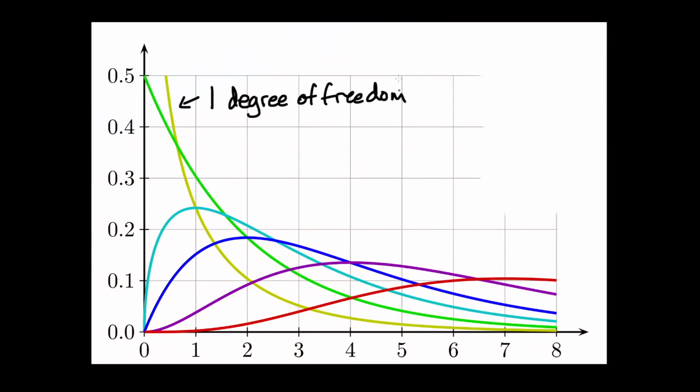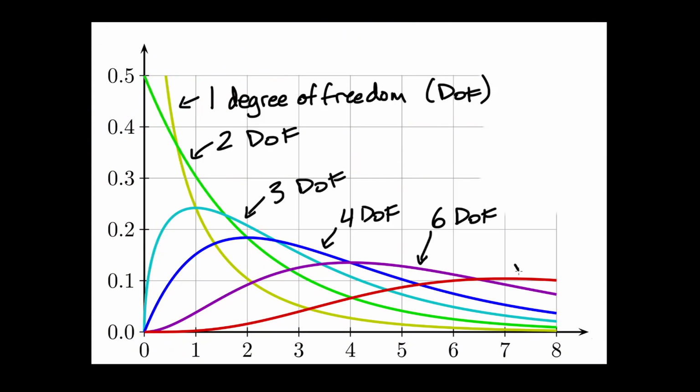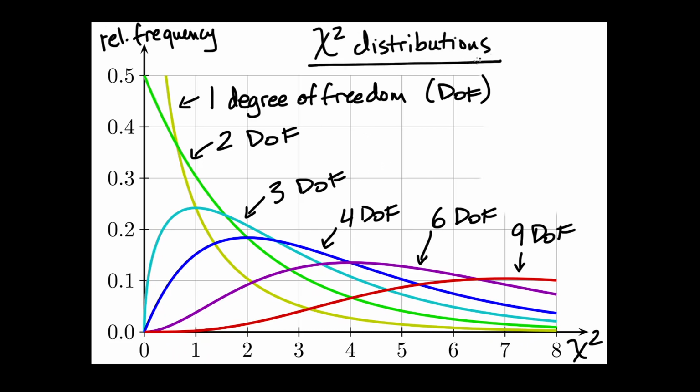The chi-squared distribution is actually a set of distributions, each for a different number of degrees of freedom. If we look at these distributions, the x-axis is chi-square values, and the y-axis is relative frequency. You might also notice that these distributions are positively skewed.